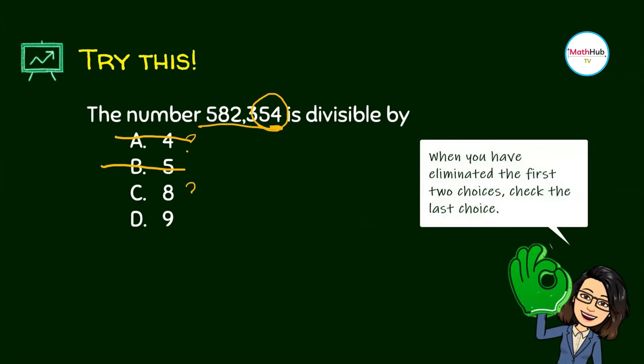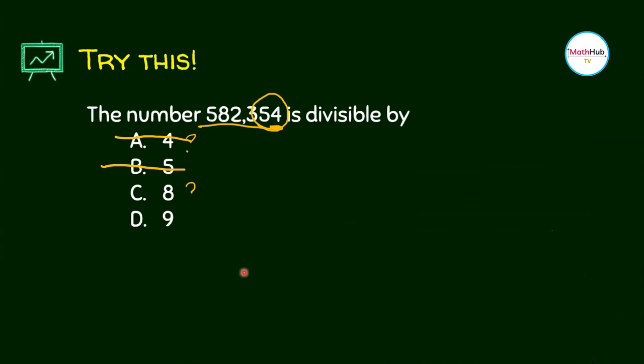Definitely, this one cannot be divisible by 5 because its last digit is 4. Usually when I'm solving and I already eliminated the first two choices, I always go to the last choice. That's just my technique. Okay? So let's see, is this divisible by 9? And actually, I would prefer to check that instead of checking if it's divisible by 8. Because if you want to see if it's divisible by 8, you would have to check the last three digits. And I do not want to divide. Okay? So let's look at choice D.